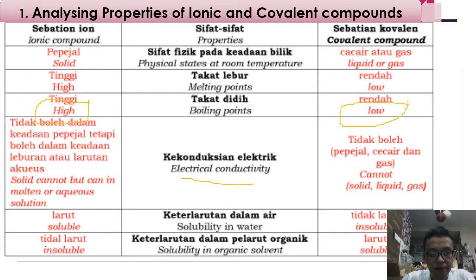Electrical conductivity. Ionic compounds cannot conduct electricity in the solid form, but they can conduct electricity in the molten or aqueous solution. Covalent compounds cannot conduct electricity at all. Solubility in water: ionic compounds are soluble in water, covalent compounds are insoluble. Organic solvent: ionic compounds are insoluble, covalent compounds are soluble.